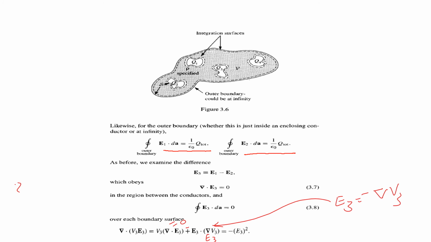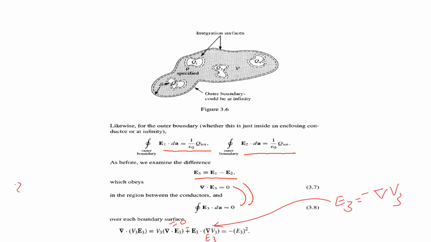Now we know that the electric field E3 is equal to E1 minus E2. So we find del dot E3 is equal to 0. In the region between the conductors, we can write in integral form that the integral of E3 dot dA is equal to 0, over each boundary surface.